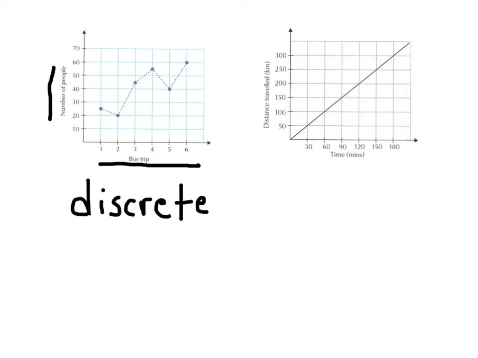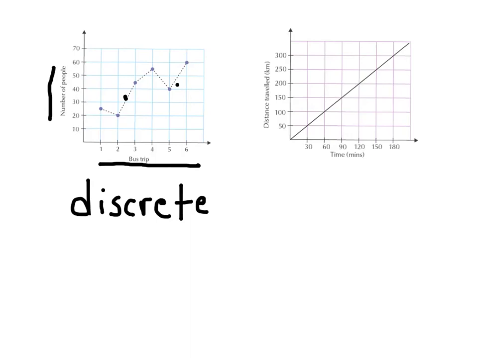So it looks like the dotted lines were there to show a trend or a pattern, kind of like the baseball attendance graph. But the points in between have no meaning. There's no such bus trip 2.5. There's no such bus trip 5.25. No such thing. You just have 6 different bus trips, 1, 2, 3, 4, 5, 6. And each trip has its own population of people that rode on it.